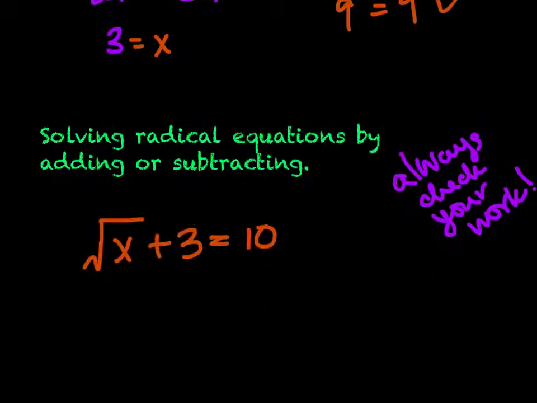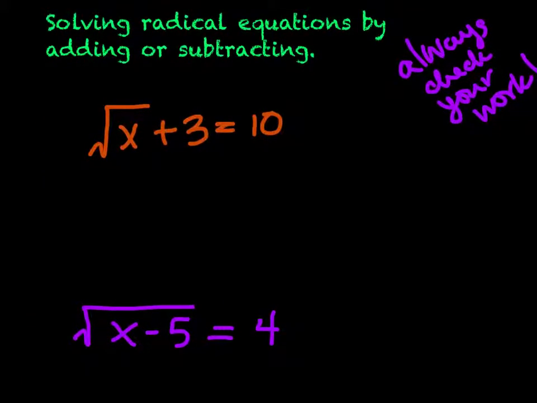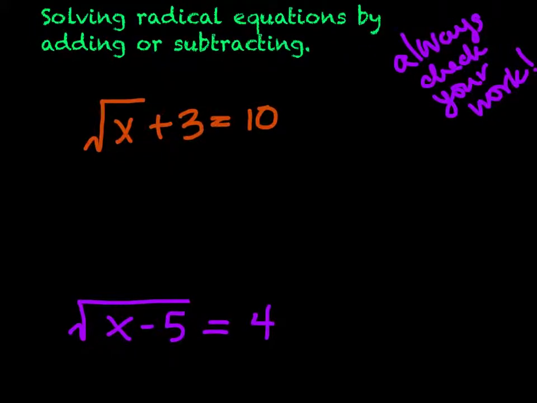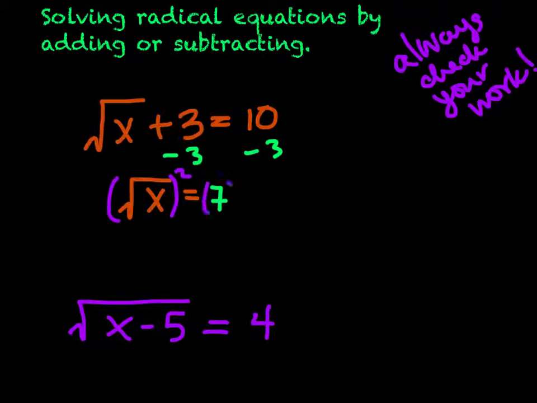So now let's solve some radical equations by adding or subtracting. And again, like I said before, always check your work. Square root of x plus 3 is equal to 10. So let's now subtract 3. If we subtract 3 from both sides, then we can solve for just x. Right now, we're solving for the square root of x. So the square root of x is equal to 7. And now we can square both sides. So x is equal to 49.